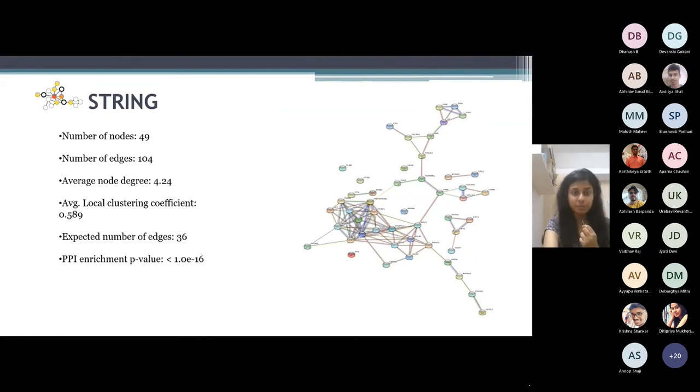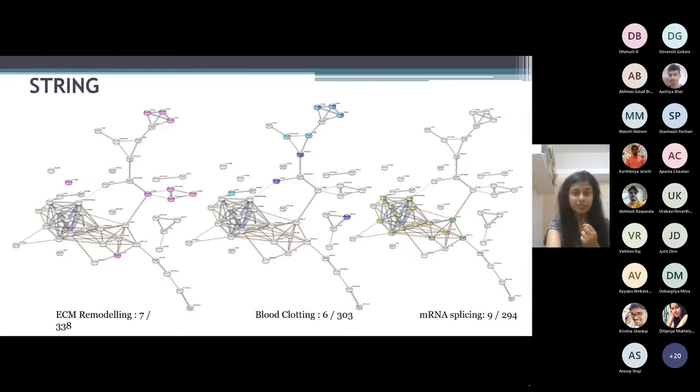The top 50 proteins obtained from the volcano plot were used as input in STRING as well to obtain the network image shown here to see how the proteins were interacting with one another. Again, on STRING as well, the three pathways which were chosen for data interpretation were looked into. It was seen that 7 out of the 50 proteins which were top differentially expressed were involved in ECM remodeling, 6 were involved in blood clotting, and 9 were involved in mRNA splicing.